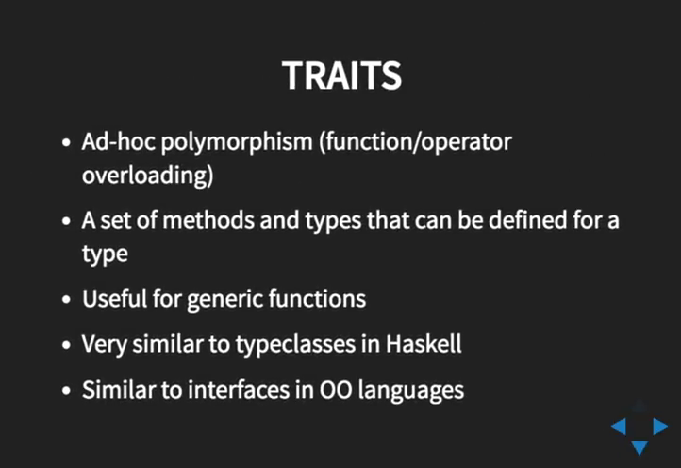So let's talk about more interesting features. Traits are, if you like fancy terms, what is called ad hoc polymorphism, which allows you to do function and operator overloading. It's a bit similar to interfaces in object-oriented programming languages, and it's also very similar to type classes in Haskell. For a trait, you declare a set of methods and/or types that must be implemented for the types that implement this trait. And it's also very useful for generic functions, as we'll see later.